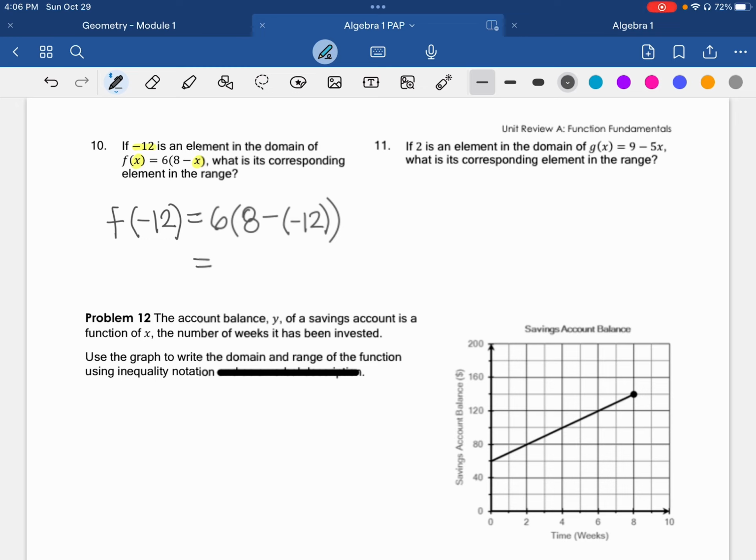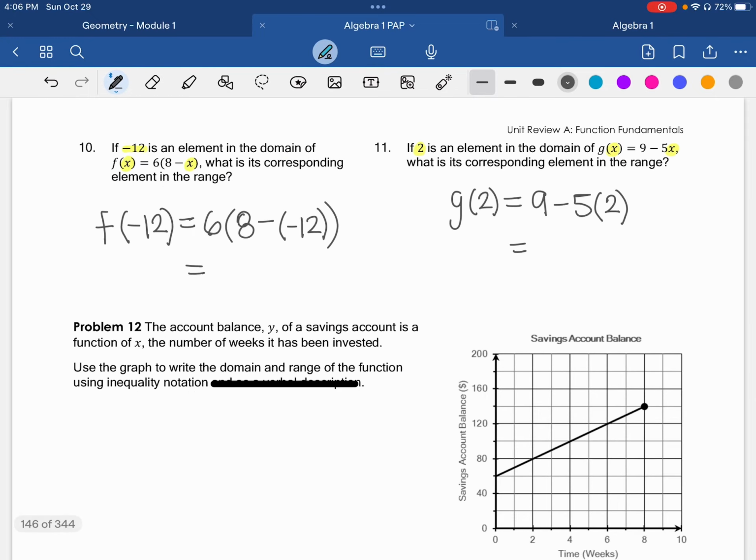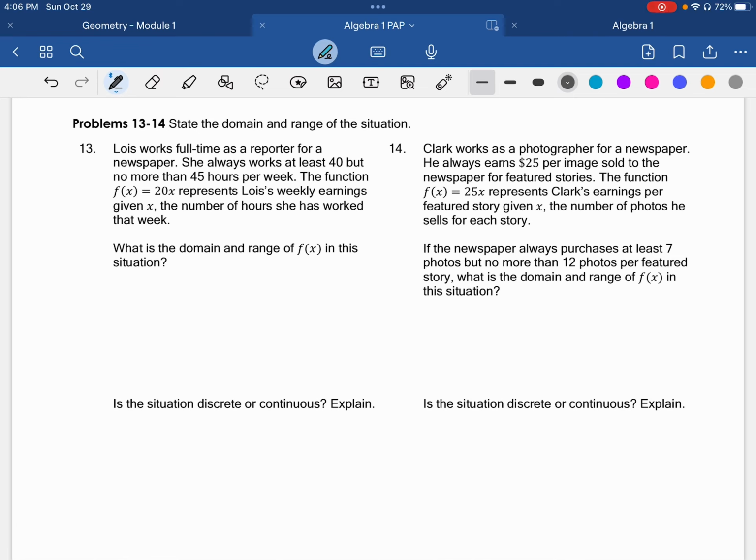Once again, in the other one, if 2 is an element of the domain of this function, we're just replacing those x values with 2. What's the corresponding element in the range? Both of these are talking about x and y in the domain and range idea. But once again, remember, domain is x, range is y. You're just substituting in. All right, I want to move down to question 14.